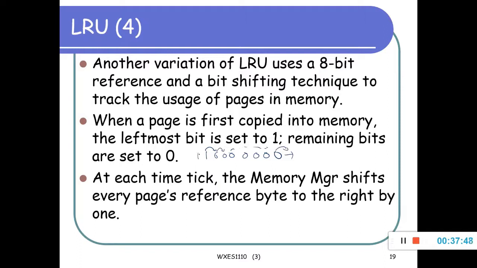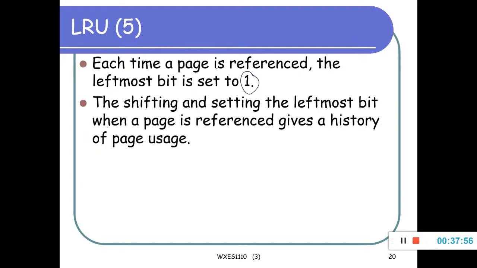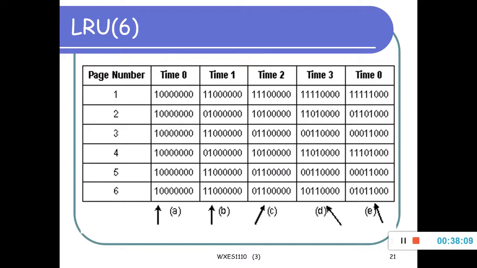So this one, the first bit depends on whether each time the page is referenced. Okay, if it's not referenced, it remains 0. If referenced, it is set to 1. So this shifting and setting the leftmost bit when the page is referenced gives a history of page use.